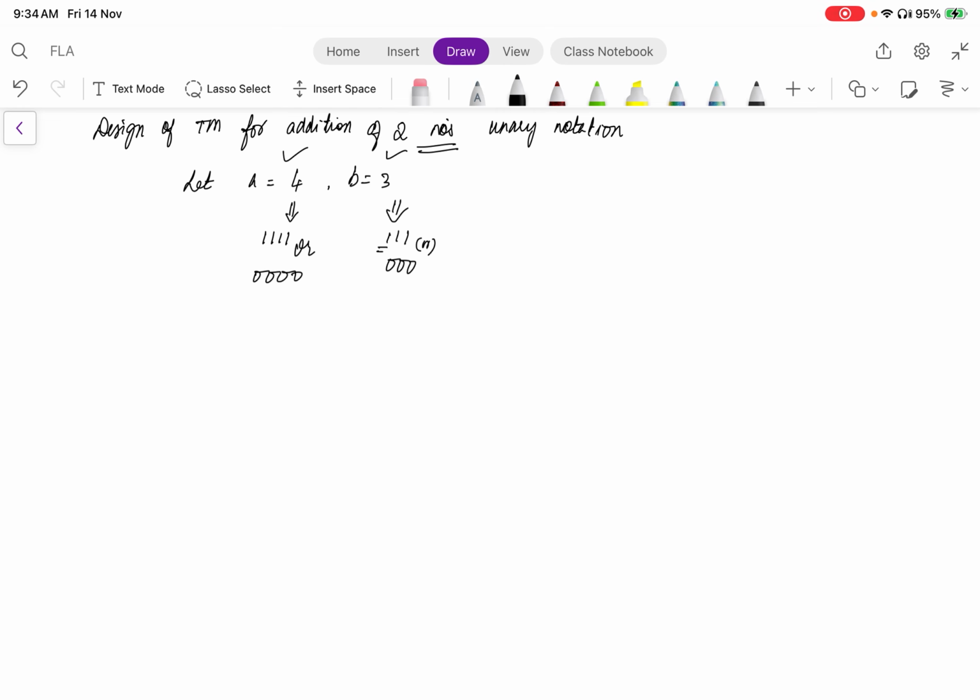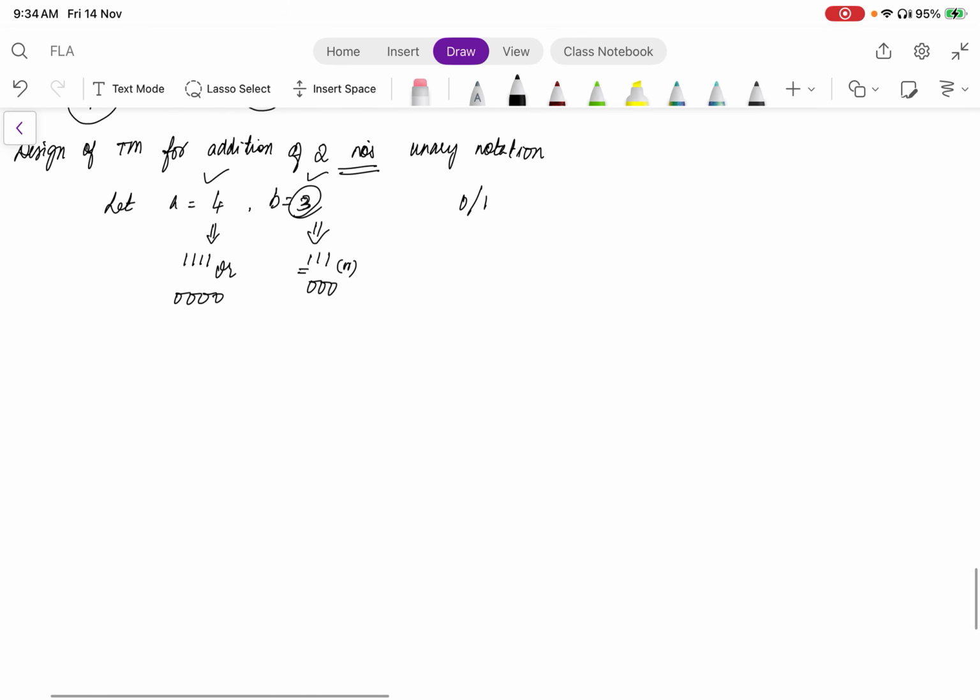You use the single digit 0 or 1 to represent the given number. If it is 3, use three zeros or three ones. If it is 8, use eight ones or eight zeros. So that is the unary representation. Let us see how we can do a Turing machine for this.